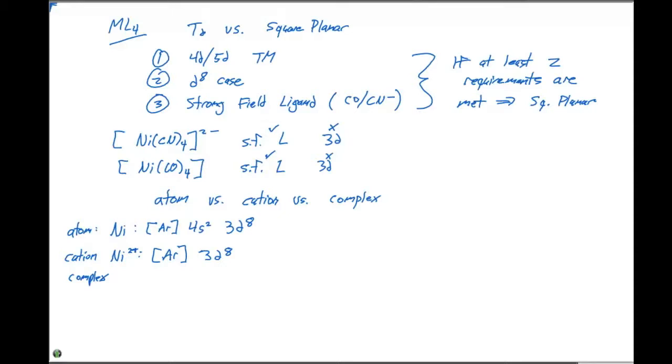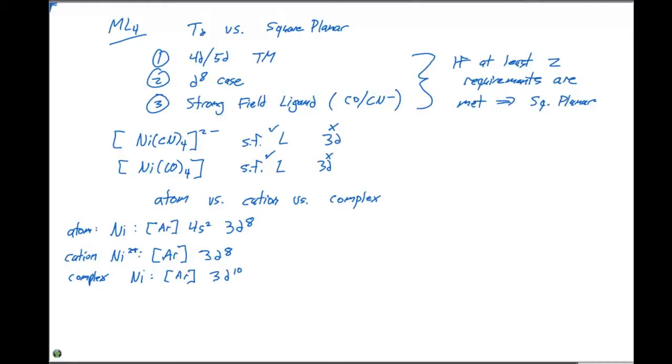So anytime nickel is in a complex, in this case, if nickel is in a complex and its oxidation state is 0, or it doesn't have a charge, we're going to have a 3d10 electron configuration. I'm going to come back to why this is at the end of lecture today. But in this case, we have a 3d10 case.